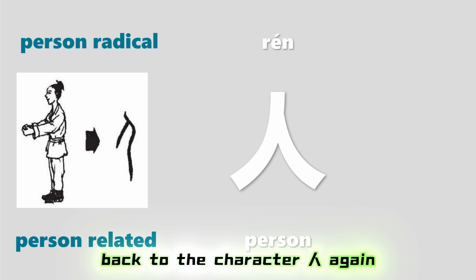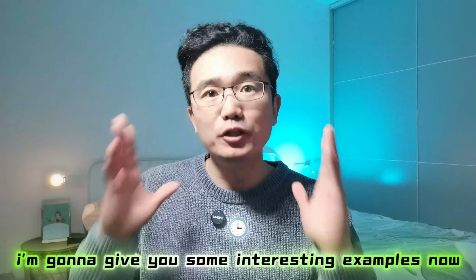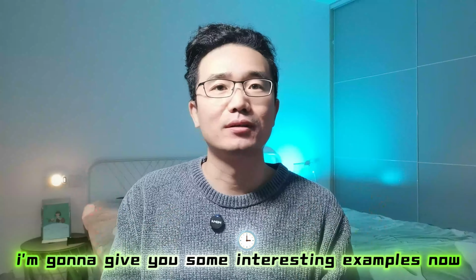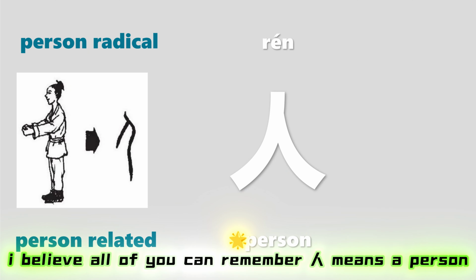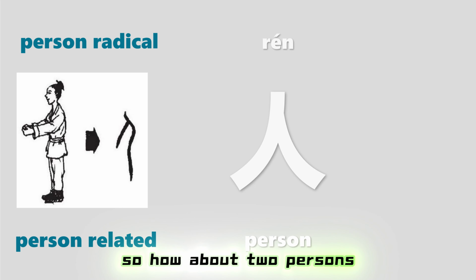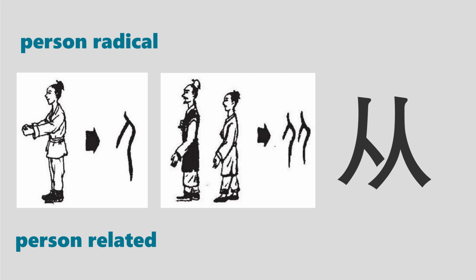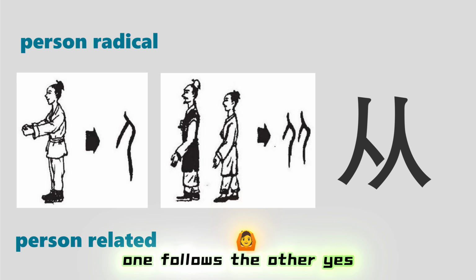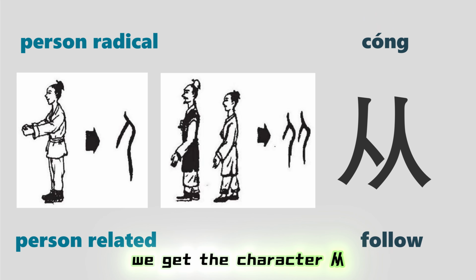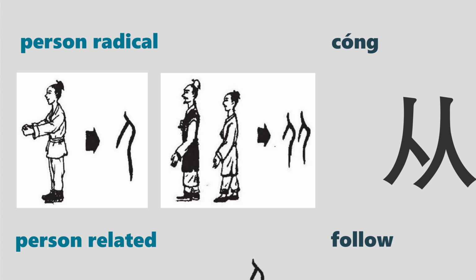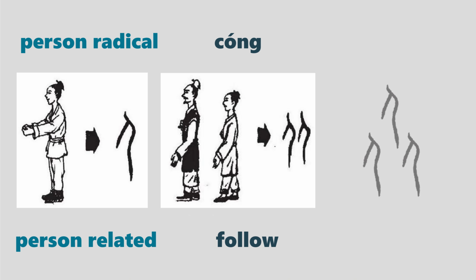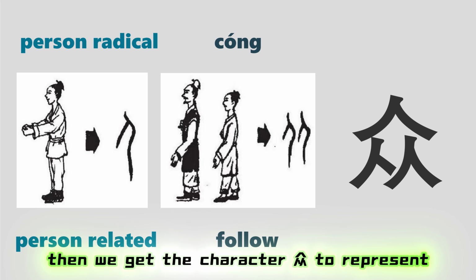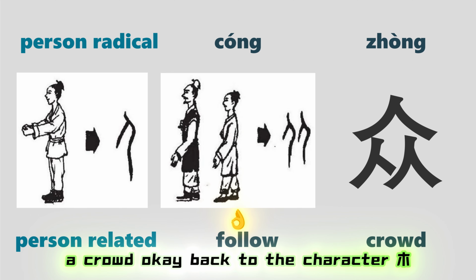Back to the character 人 again. I'm gonna give you some interesting examples. Now, I believe all of you can remember 人 means a person. So, how about two persons? One follows the other. Yes, we get the character 从, which means follow. Then, how about three persons? There are more and more, from 1 to 3. Then we get the character 众 to represent a crowd.